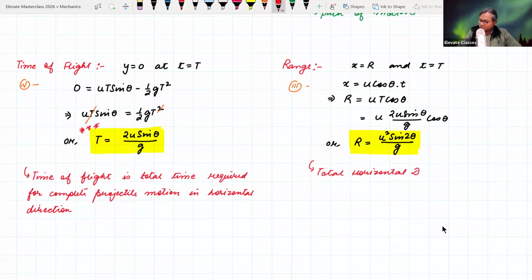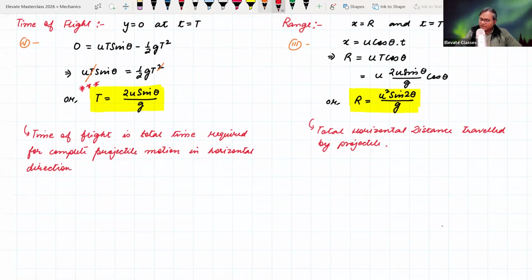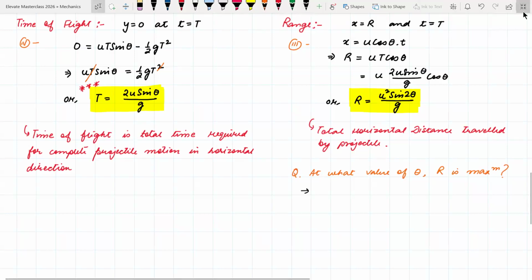Total horizontal distance traveled by projectile. Now, based on this, if I ask you a simple question, at what angle, what value of theta is R maximum? इसका आंसर क्या होगा? आपको पता ही होगा क्या है? 45 degrees.